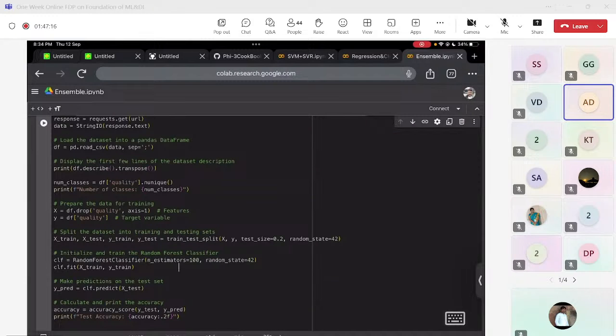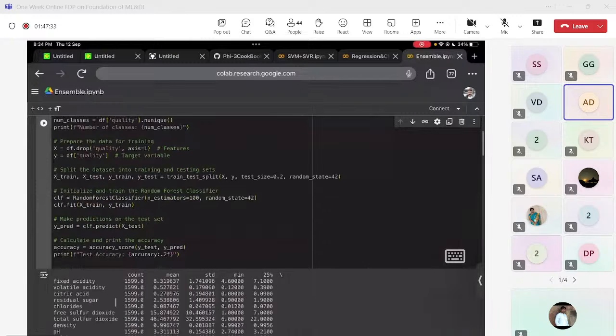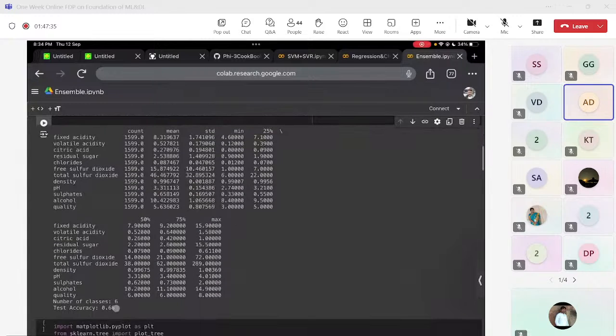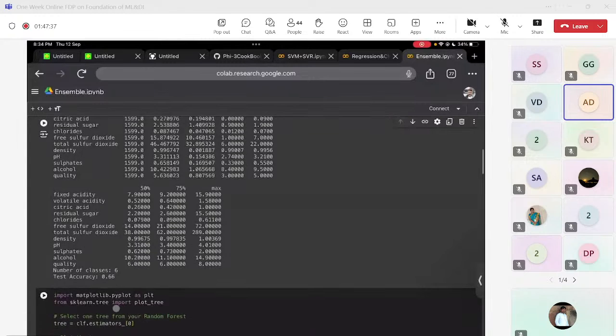Here you mention how many estimators you want to use. This is the number of classifiers, so the number of trees is what is mentioned over here. And the random state, because again here there's a random process, the random splitting of the data set. Once that is done, you fit your data set, predict and compute the accuracy score. So you're getting, I think, 66%, which is okay, not bad.